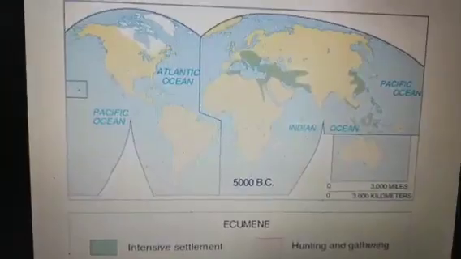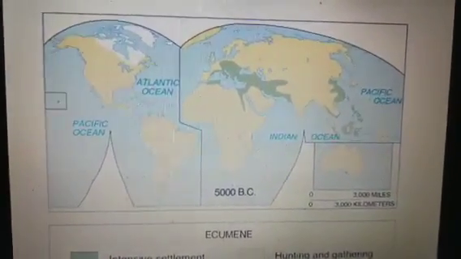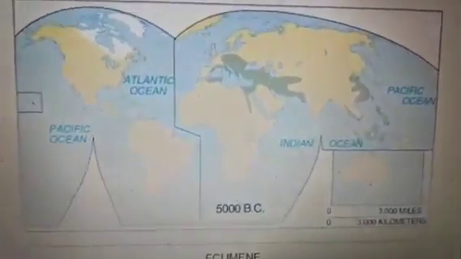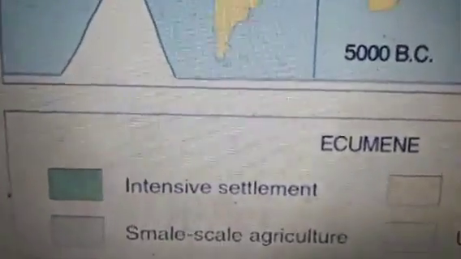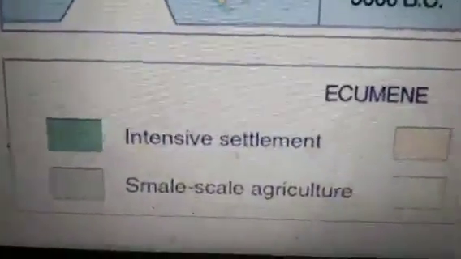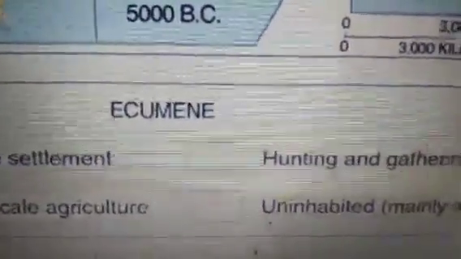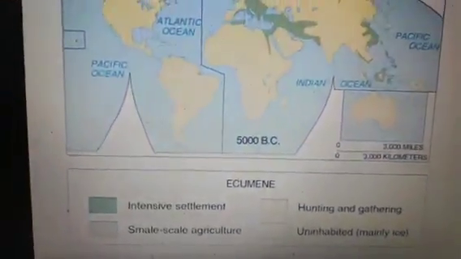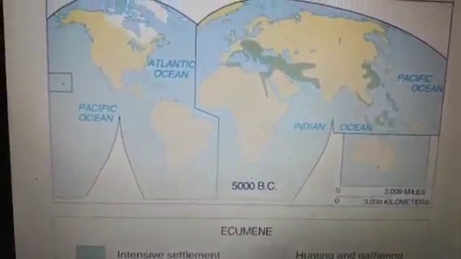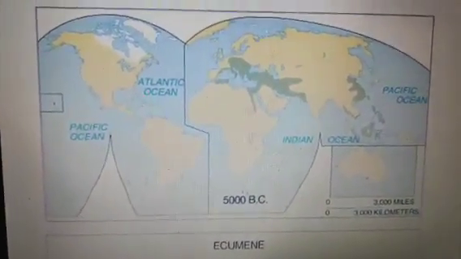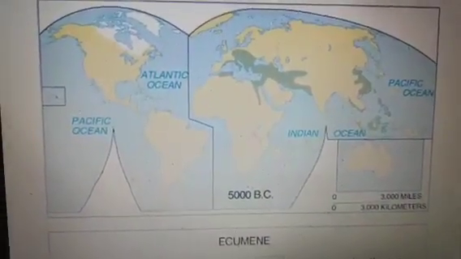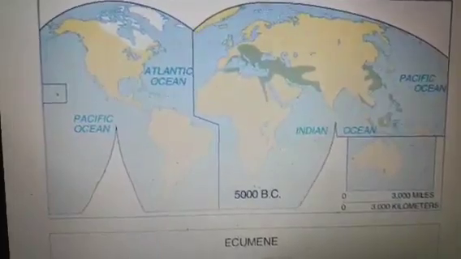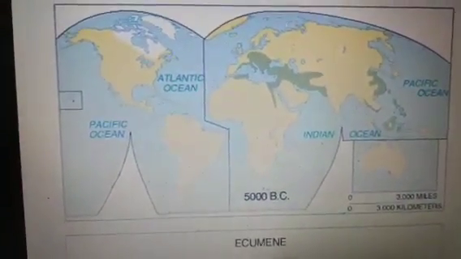I am just assuming that before 5000 BC the world was like this, and this green portion is the inhabited or settlement portion where population is seen. You can see that green is intensive settlement, this is small scale agriculture, this is hunting and gathering, and the white one is uninhabited, mainly ice. So before so many years, in 5000 BC, the world was like that. Very little population, no population problem, and the whole world was in demographic transition stage number 1.